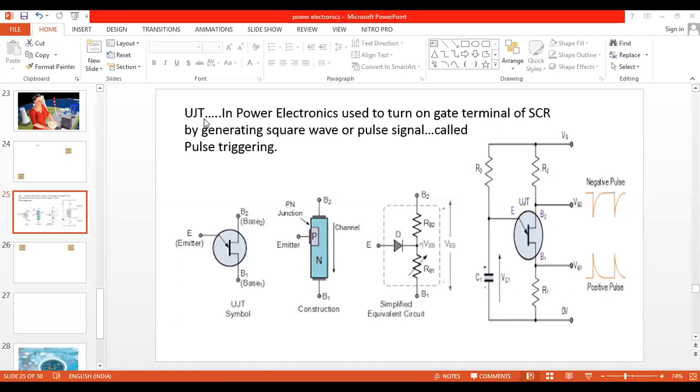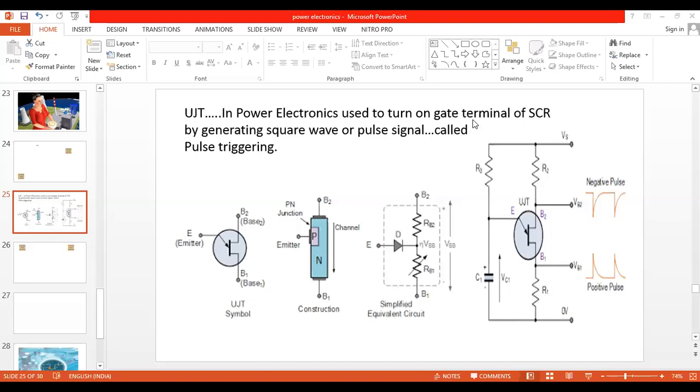So what is the specialty of the unijunction transistor? In power electronics, as you can see on the screen, UJT is used to turn on the gate terminal of the SCR. SCR has an anode and a cathode as well as the gate. The gate terminal is to turn on the SCR. But how do we turn on the gate terminal?